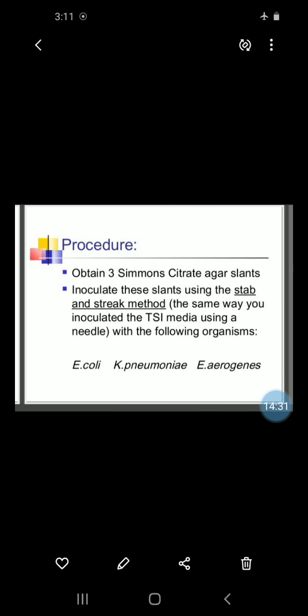Then we will see the procedure. Obtain three Simmons citrate agar slants. Then inoculate the slant using the stab and streak method.